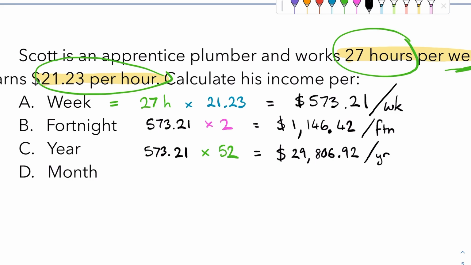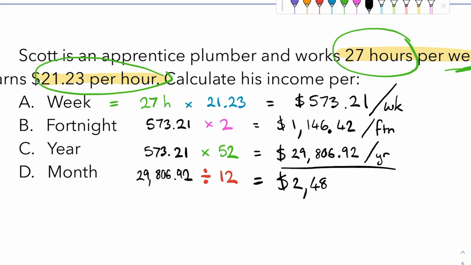And to convert to months, what's going to be the best one to use? It's using the annual amount and dividing it by 12 to calculate how much money per month. That's going to be the best method. So I'm going to copy the year amount number here, 29,806.92, and I want to divide my answer by 12 equal size months. Divide by 12, and I get an answer of $2,483.91 per month. And we're done.